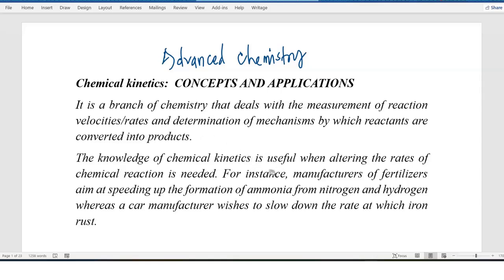Now, the knowledge of chemical kinetics is useful in altering the rates of chemical reaction when needed. For instance, in the manufacturing of fertilizers, we could be interested in speeding up the formation of ammonia from nitrogen and hydrogen. Whereas a car manufacturer could be interested in slowing down the rate at which iron rusts, because in car manufacturing, we are producing a product, for example, a chassis that is going to last longer for a number of years.